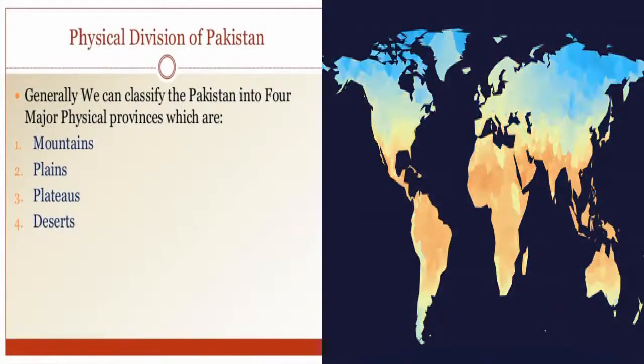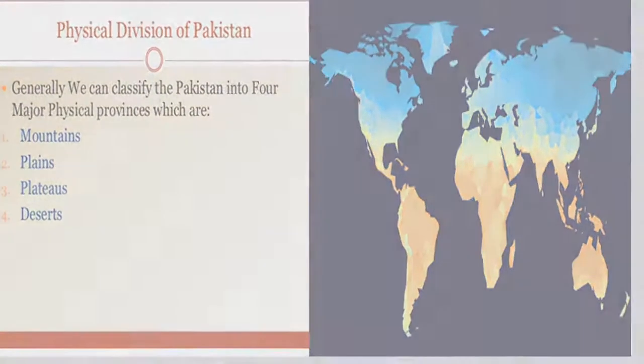In your previous lecture number 4, I told you that generally we can classify Pakistan into 4 major physical provinces, which are mountains, plains, plateaus, and deserts. Today we have discussed mountains. Inshallah, in your next lecture, we'll talk about the plain areas of Punjab.